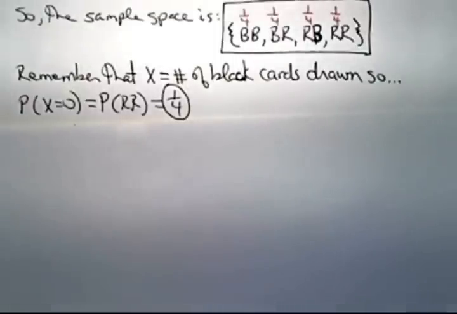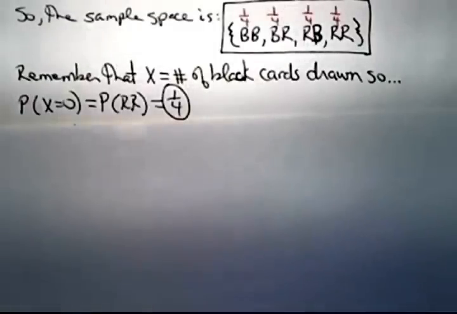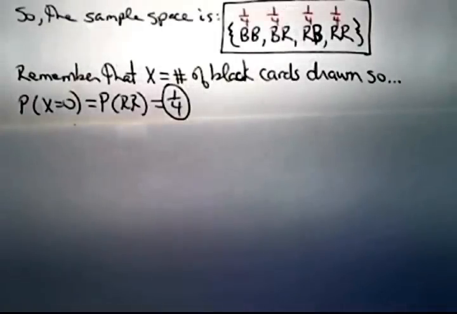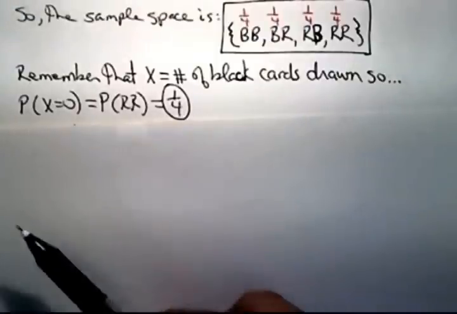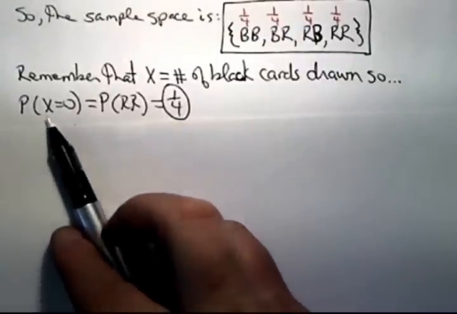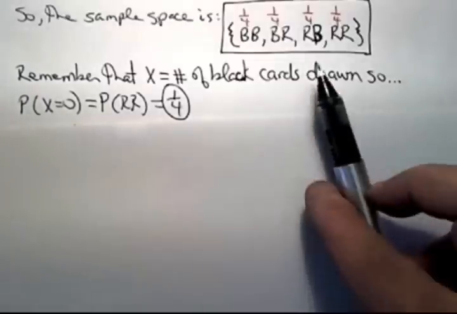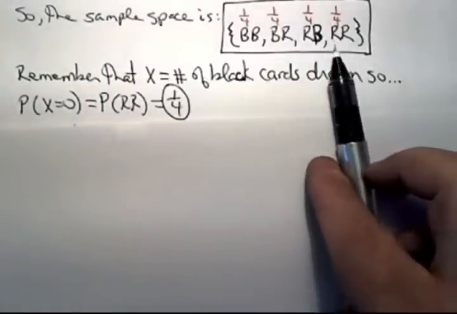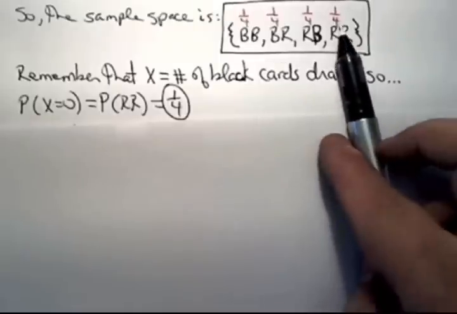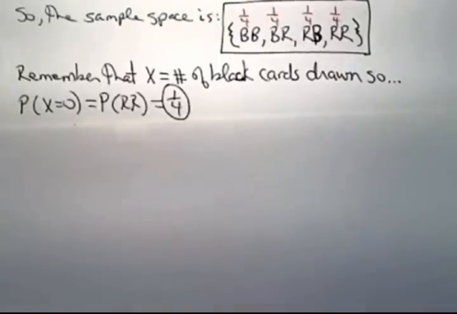Just to remind ourselves, I'm going to write this down again: X represents the number of black cards drawn. So the probabilities that I need for my PDF are the probabilities for every possible value of X. I could have no black cards, and the only way that can happen in this sample space is if I get two R's, and the probability of that I can read right off of here is 1/4.